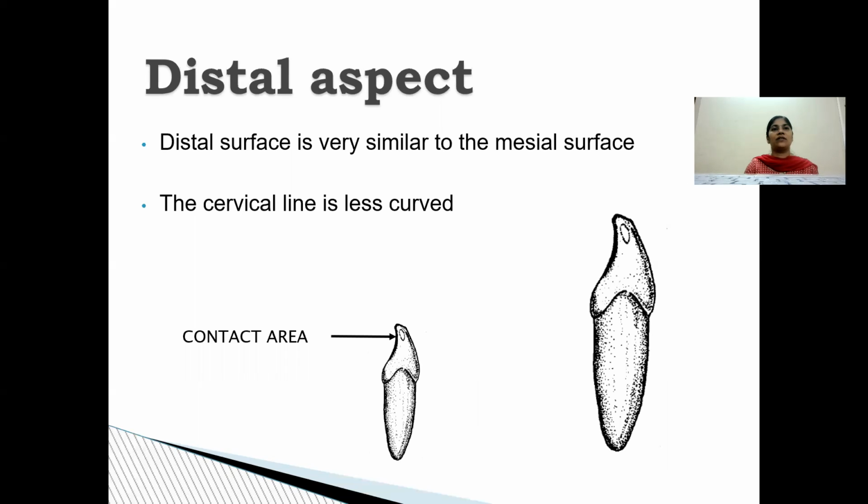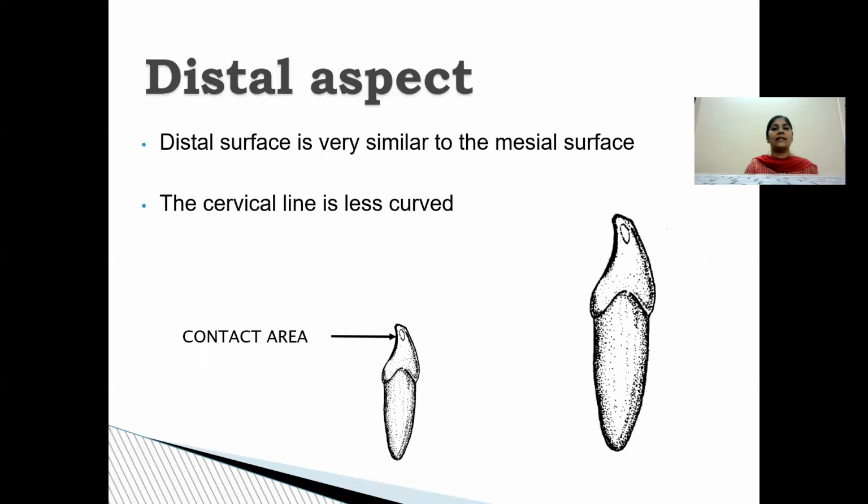The next aspect of the tooth is the distal aspect. All the features of the distal aspect are similar to that of the mesial surface, but there are exceptions. One is the cervical line, which is curved, but the depth of the cervical line is not as deep as that of the mesial side. The cervical line is curved towards the incisal ridge, and the depth is only 2 mm.